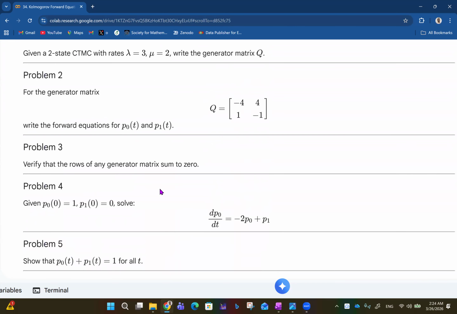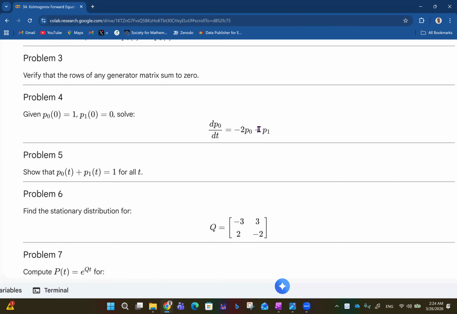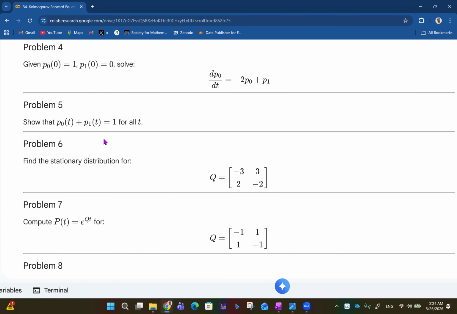One problem talks about verifying that the rows of any generator matrix sum to 0. I think we've talked about this a lot. Problem 4: P0(0) is 1, P1(0) is 1. Solve this; you have an initial condition and you want to solve it. Then problem 5, show that P0(t)... I think the way to go here is to use the idea that P0(t) plus P1(t) equals 1 for all t. So instead of having P1 here, you have 1 minus P0, you tidy things up, and then you can easily solve this based on the initial condition right there.